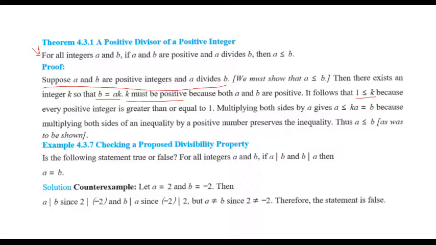Then by multiplying both sides of this inequality by a, it gives us this inequality. We get a is less than or equal to ka, because a times 1 is a and a times k is ka, right? So a is less than or equal to ka, where ka was b based on what we got here, based on the definition of divisibility. We got b is equal to ak, right?